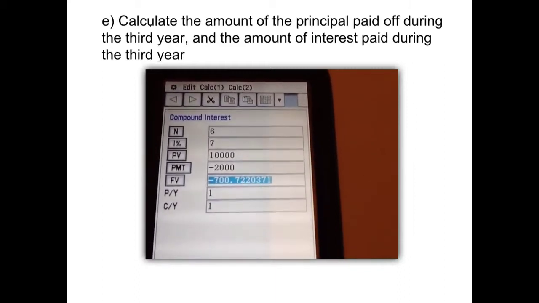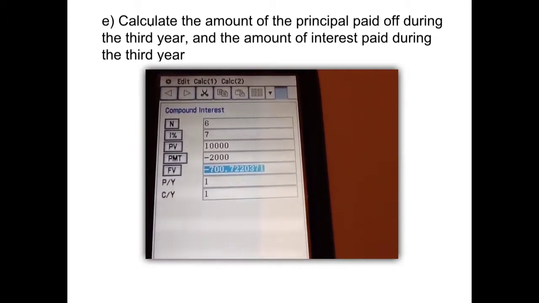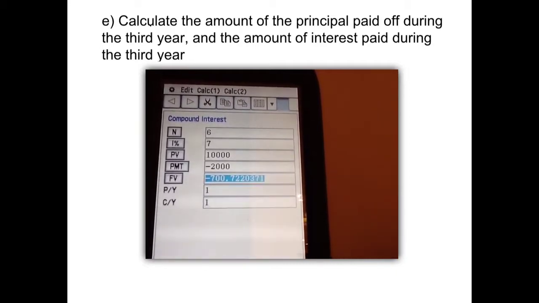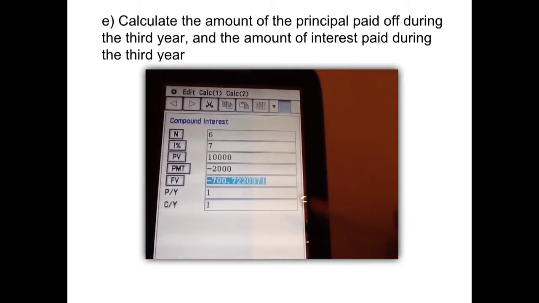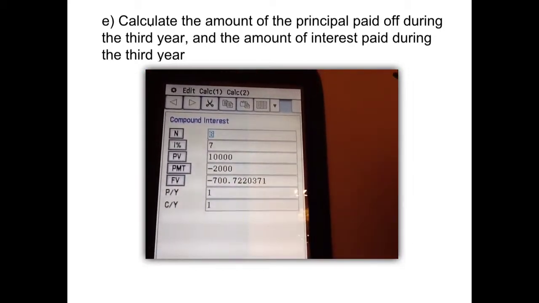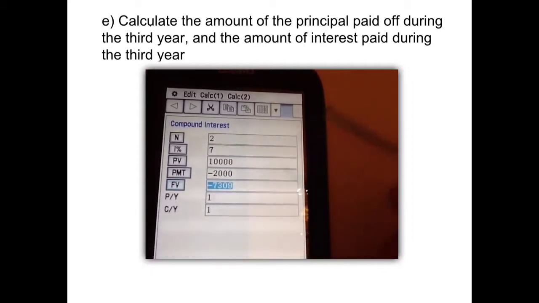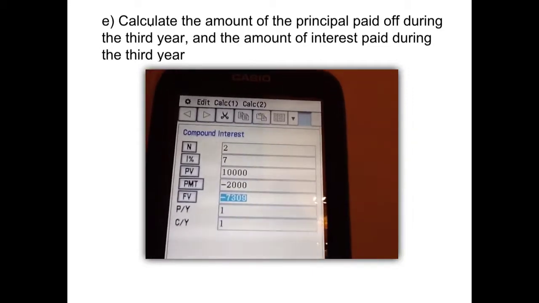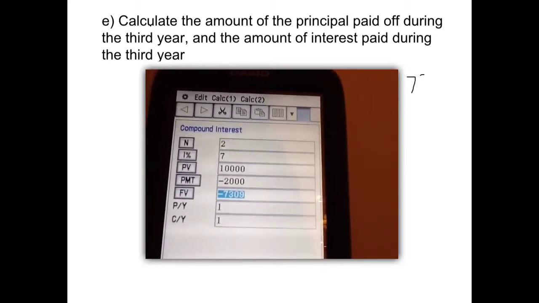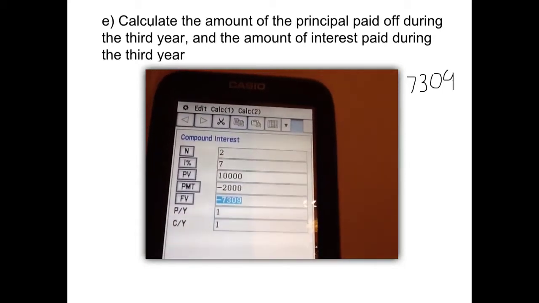The final two things that we're trying to find out is how much of the principal was paid off during the 3rd year and how much interest was paid during the 3rd year. First thing we need to do is work out the principal paid off during that 3rd year. In order to do that, we need to know how much was owing at the start of the third year, so that's at the end of the second year. So we make N is 2, and the amount that was owing was $7,309. That was the amount owing at the end of the second year.